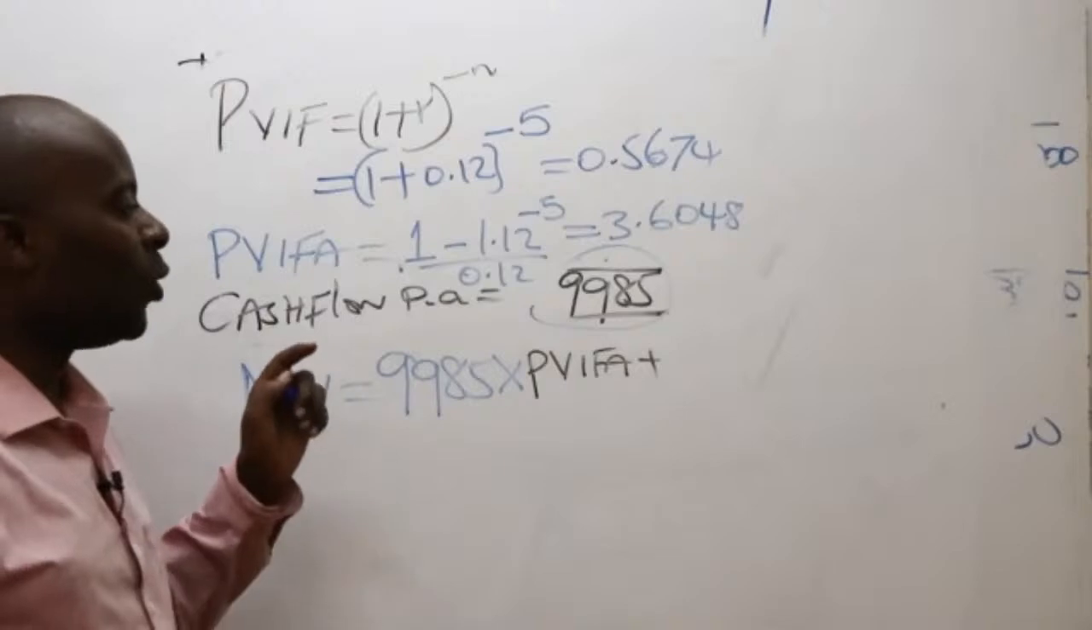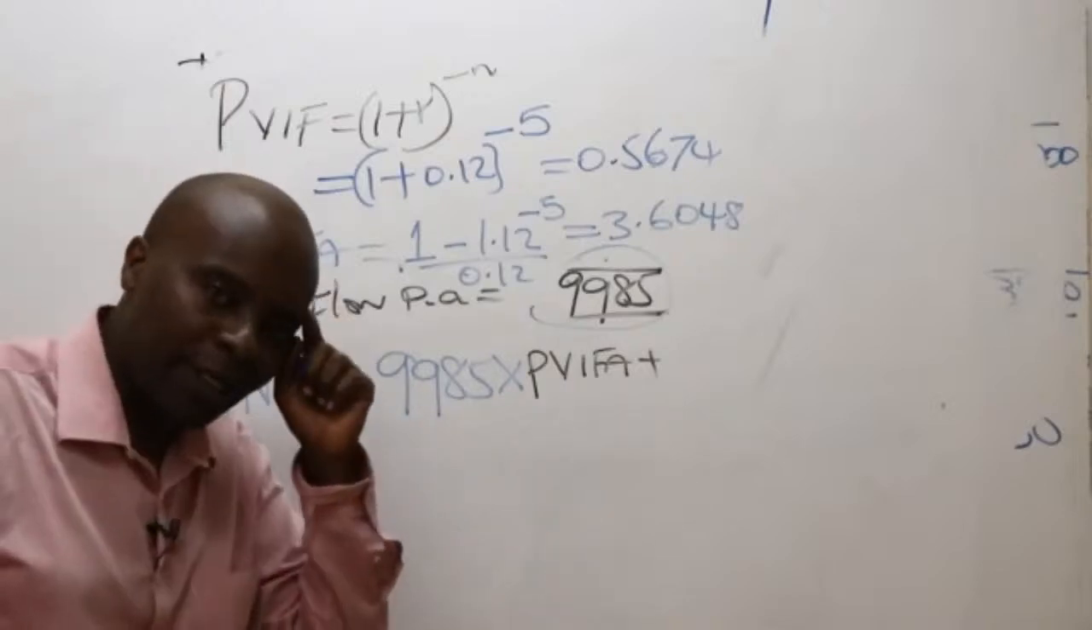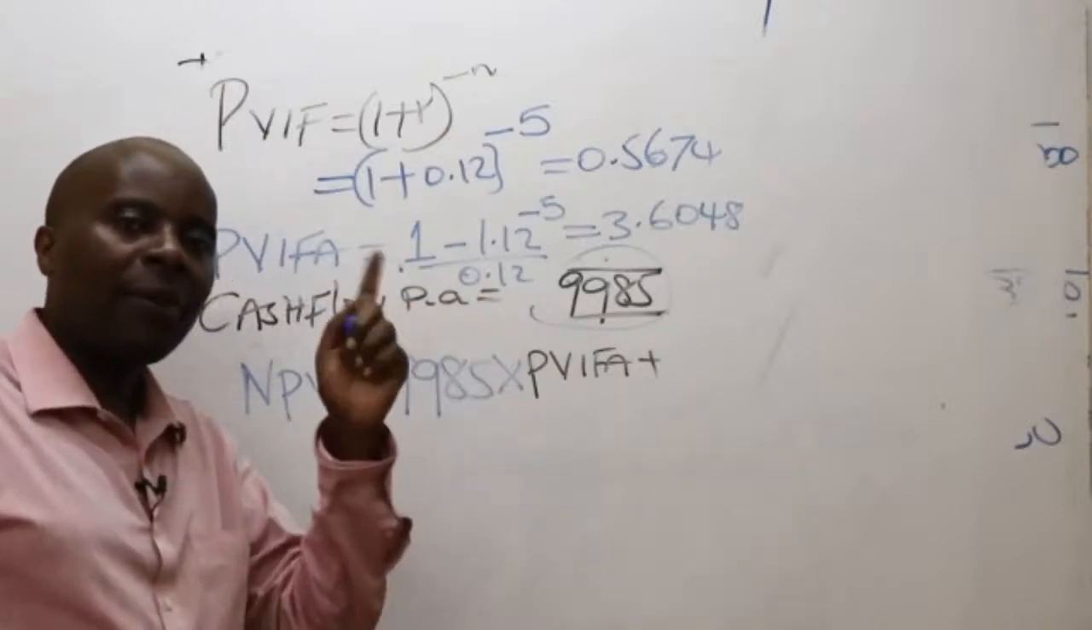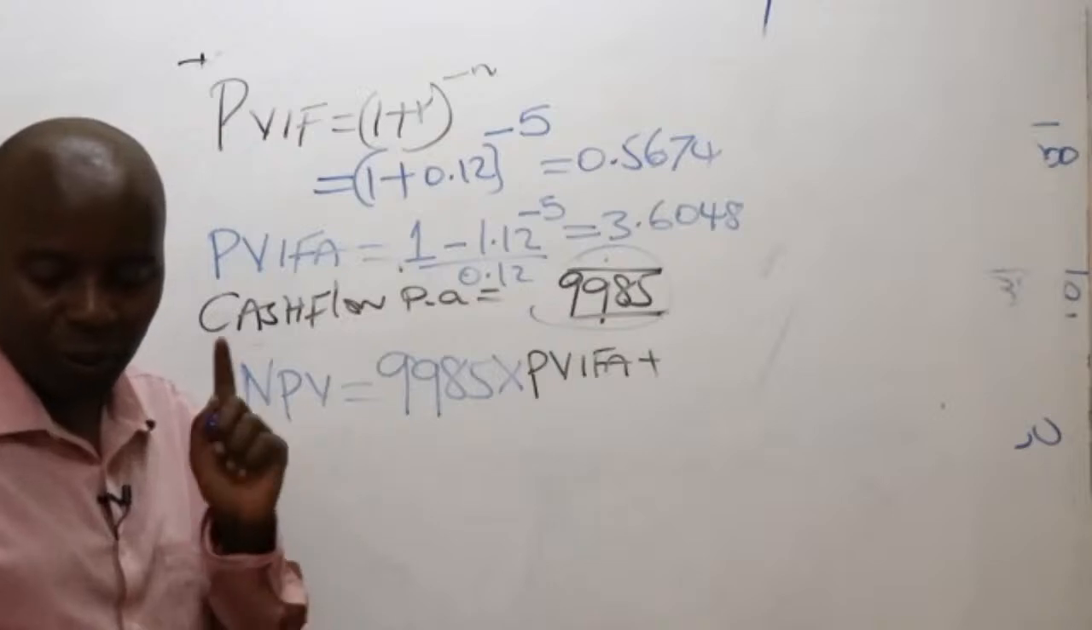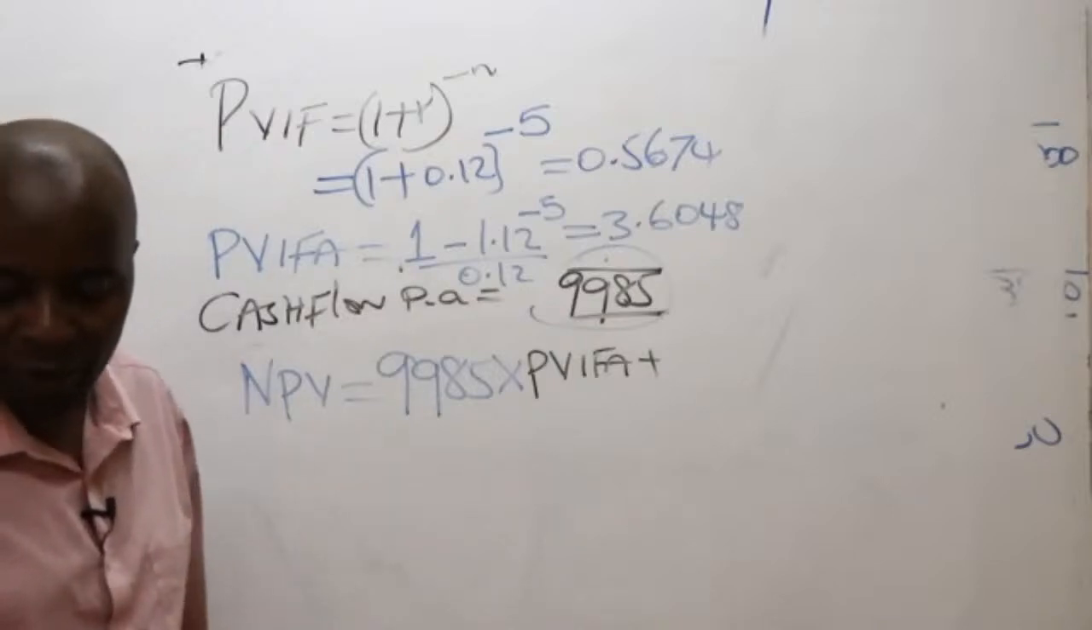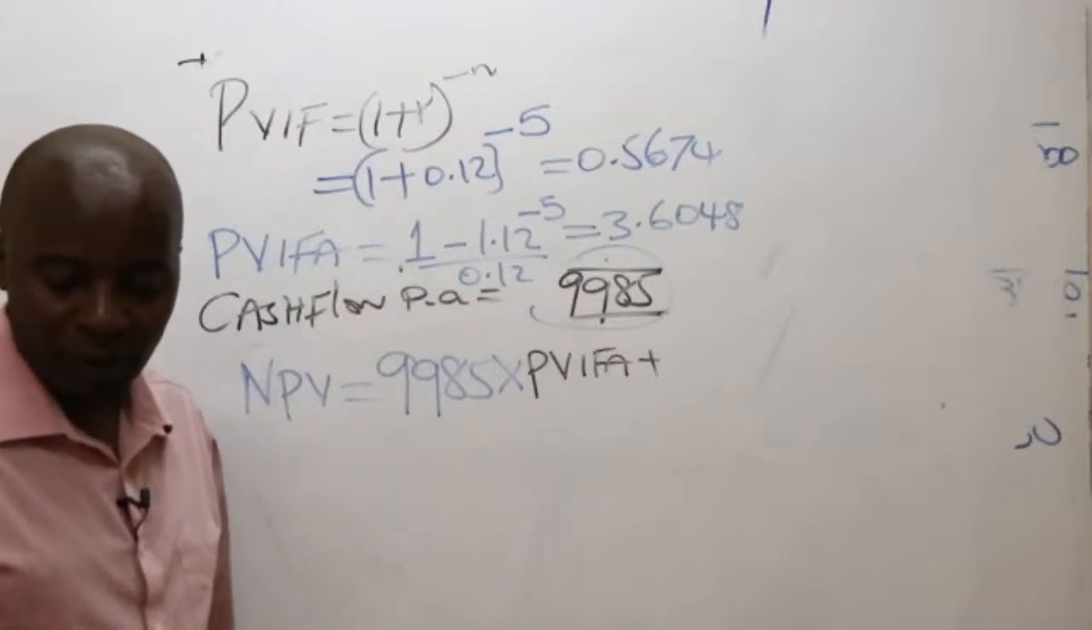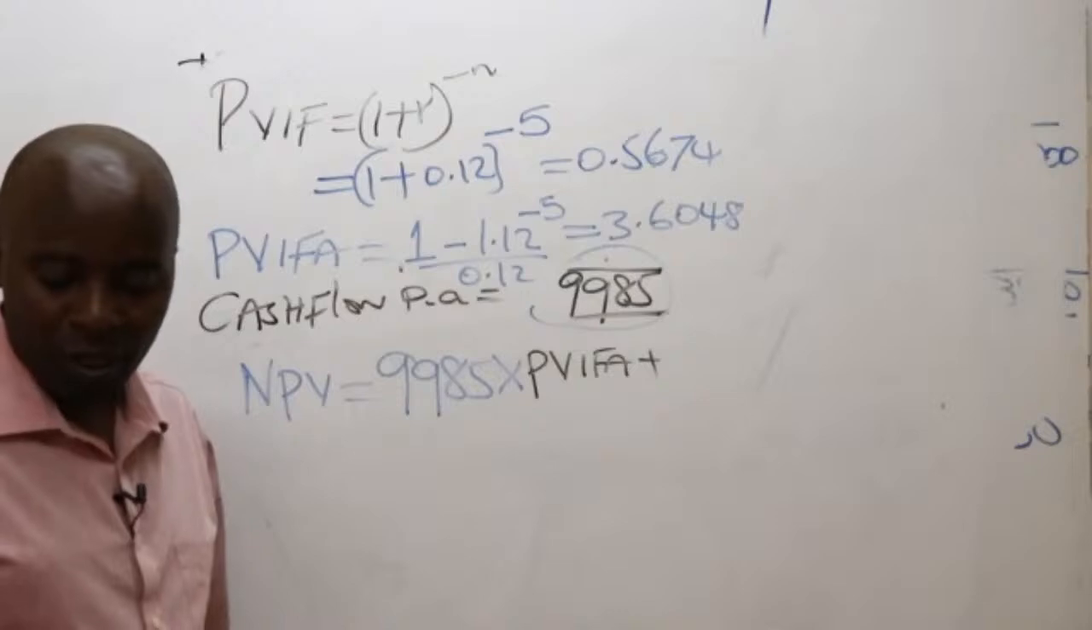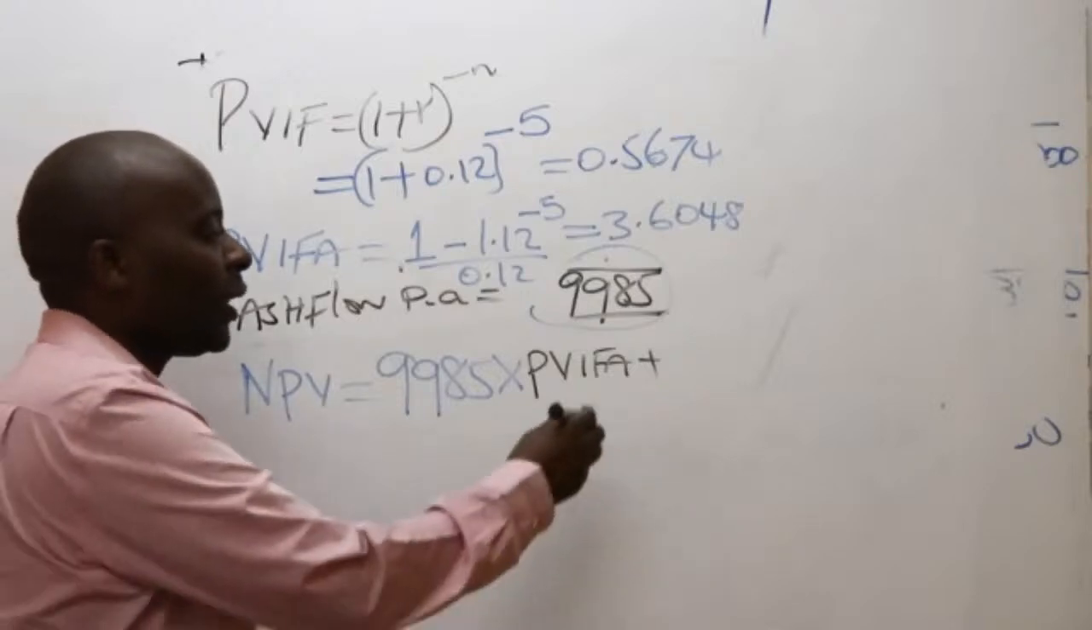And then from there, you take, never forget the TC, the terminal cash flow. By the way, what did we get as our terminal cash flow? Our terminal cash flow was 13,000.